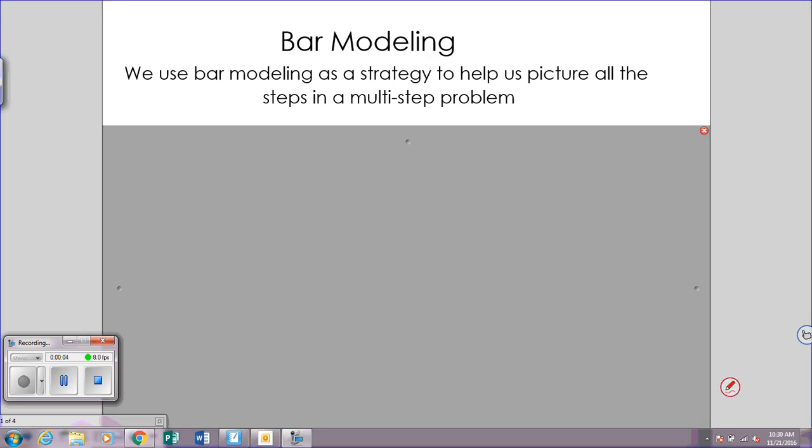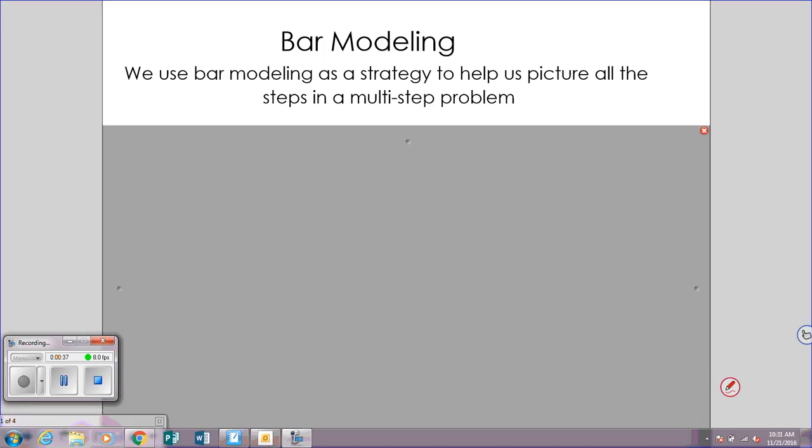We use bar modeling just as another strategy to help us solve multi-step problems. Multi-step problems are very hard for everybody, third graders to adults, because there's so much information. It's easy to forget information, or to miss a step in the problem, or to just lose your place. So we use bar modeling just as a way to keep us organized.